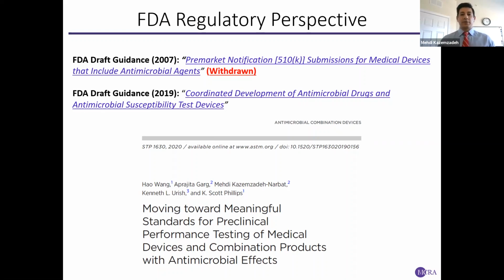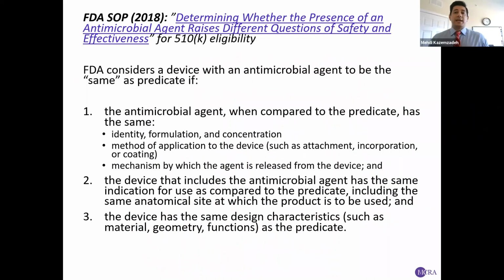We concluded that although standards have been developed for environmental applications, there is an urgent need for the community to work together toward developing standard methods that can better assess antimicrobial and antibiofilm technologies, specifically for medical device application. FDA has also published an SOP regarding 510(k) eligibility criteria for devices with antimicrobial agents. To be substantially equivalent to a predicate, medical devices with antimicrobial agents should have the same identity, formulation, concentration, technology, and indication for use.